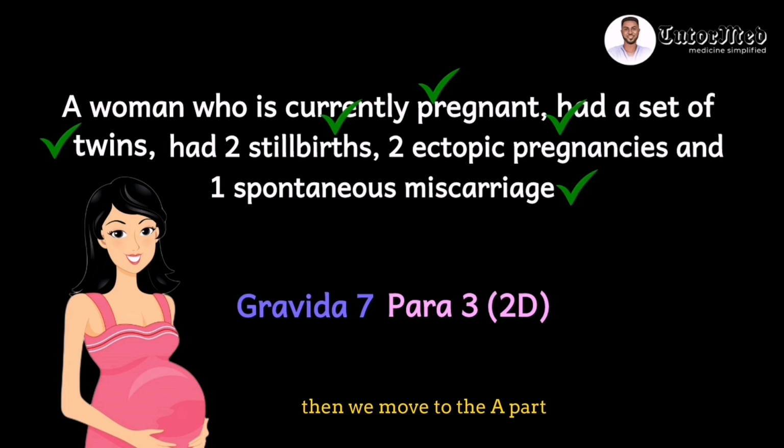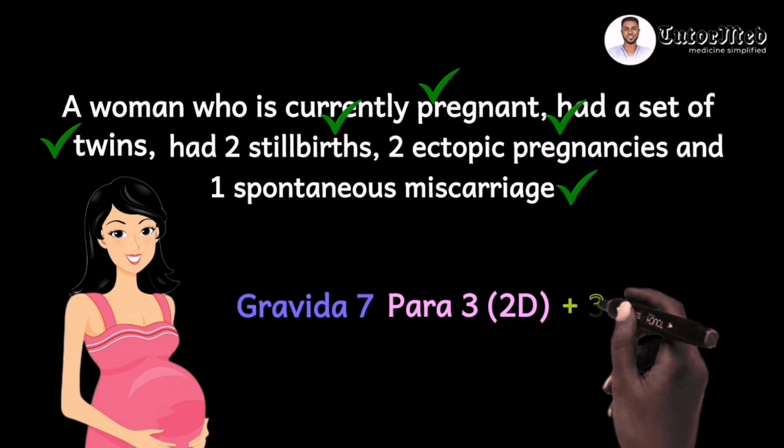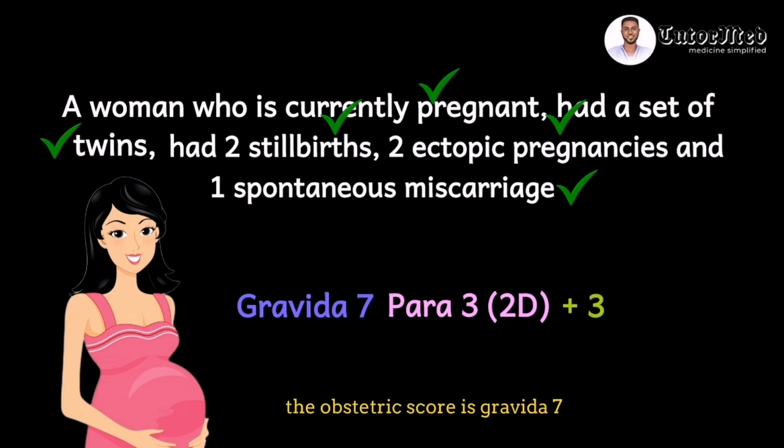Then we move to the A part. She had 2 ectopic pregnancies. Likely they didn't reach the viability age, and she had 1 spontaneous miscarriage. So that is also an abortion. So that is 3 miscarriages or 3 abortions, and so in total the obstetric score is gravida 7, para 3, 2 dead, plus 3.